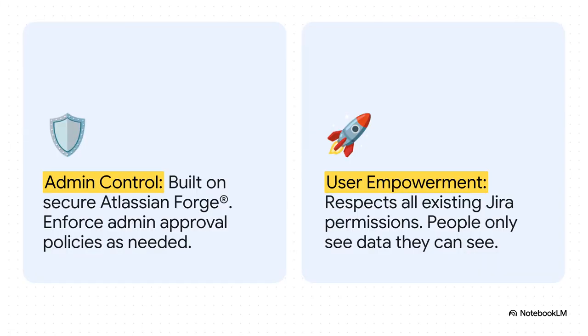But of course, whenever you talk about empowering users, the next question is always about security and control. And that's where this finds a really nice balance. The whole thing is built on Atlassian's secure Forge platform. And crucially, it honors all the Jira permissions you already have set up. So people can build whatever they want, but they can still only see the data they're already allowed to see. It's the best of both worlds, really. You get all this user empowerment, but with all the admin control you need.